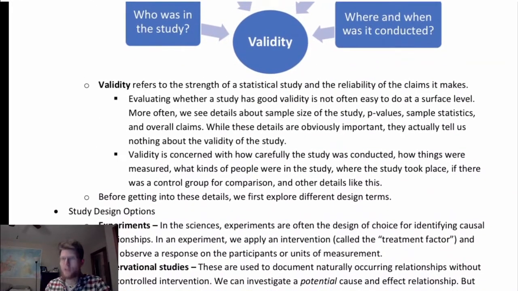Validity is usually a hard thing to know at a surface level, because when we're encountering data, especially when reading articles and reports, what we get are the claims. We might get some information about, say, the sample size, or a little bit about who was in the study, which is helpful. The sample size, not so much. Sample size doesn't really tell us about validity, which we'll talk about later. We might get information about p-values and sample statistics, but again, those don't tell us anything about the validity of the study. So usually we have to dig a little bit to understand.